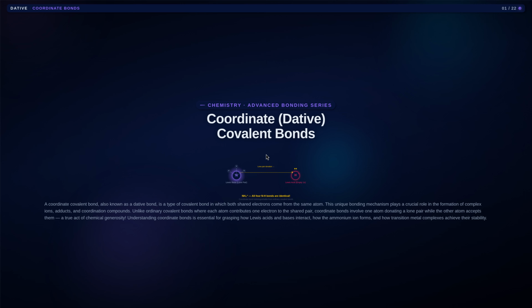Welcome to our deep dive into coordinate covalent bonds, also known as dative bonds. In this presentation, we will explore how one atom can donate both electrons to form a shared pair, a concept fundamental to Lewis acid-base chemistry, the formation of complex ions like ammonium and hydronium, and coordination chemistry.